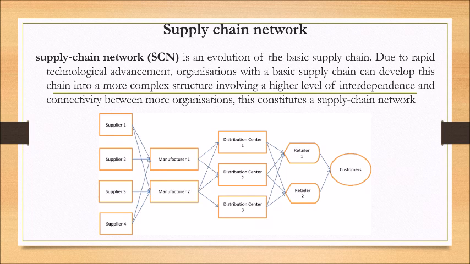Maybe the manufacturer one sends it to distribution center 1 and 2, and the other sends it to 2 and 3, or even 1 also. And from this distribution center, maybe distribution center 1 sells it to the retailer 1 and 2. So vertically there are multiple people, and finally it reaches the customers. This structure looks like a network, so that's why it is called the supply chain network.